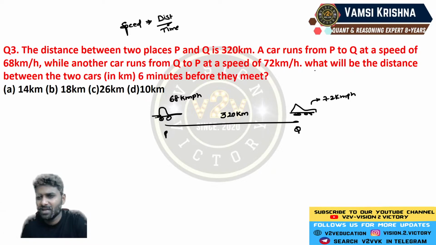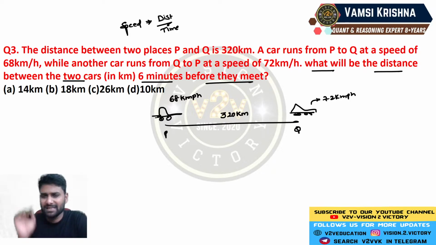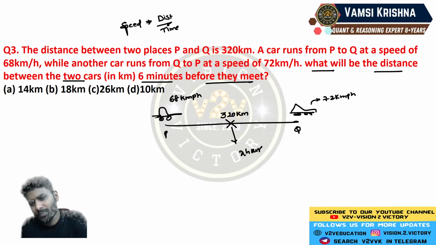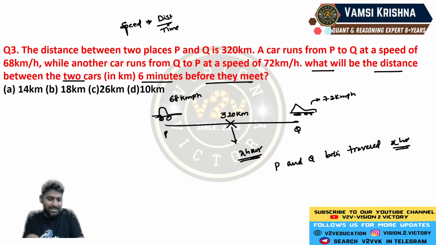Now the question, see, what will be the distance between two cars 6 minutes before they meet? Let us assume in this way. It meets after X hours, for example. It takes X hours to meet both the vehicles. What it means is here P and Q both have traveled X hours. See, you should understand the concept in this way. Both the vehicles meet after X hours means that if P has covered X hours of journey, Q has also covered X hours of journey. You should understand the data in that way.